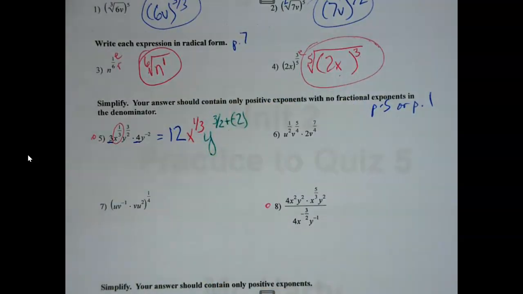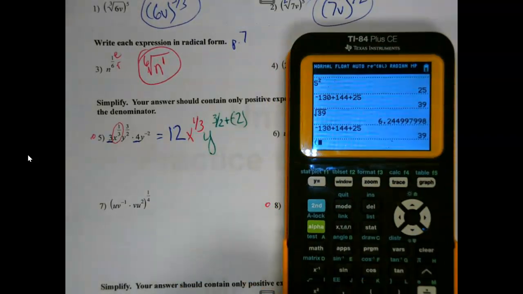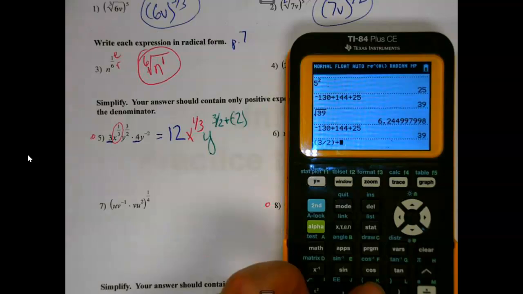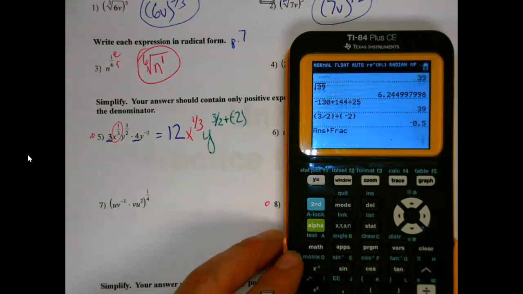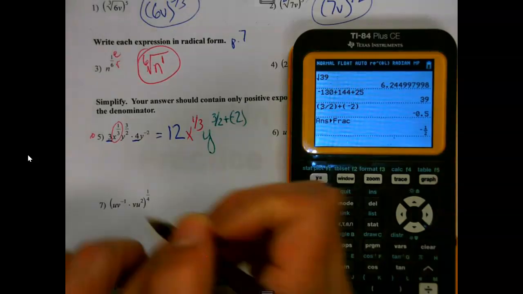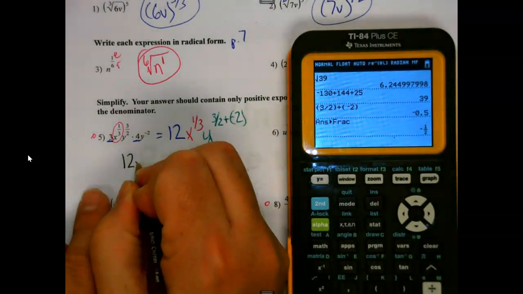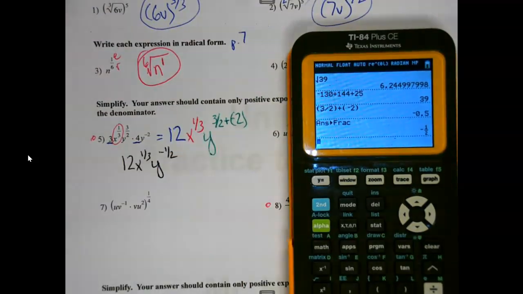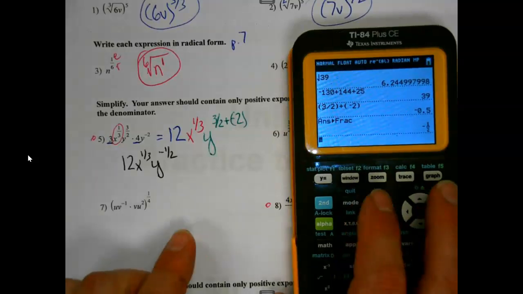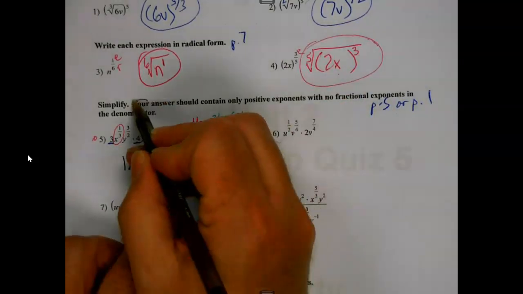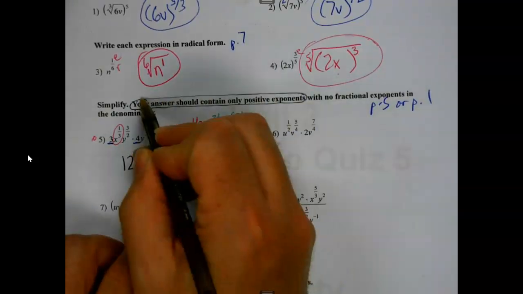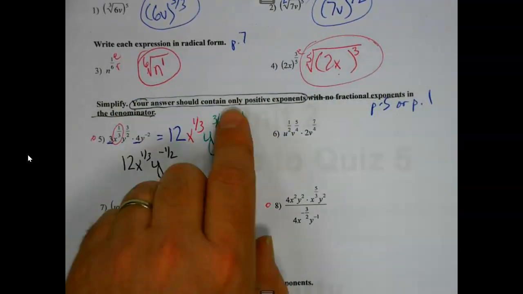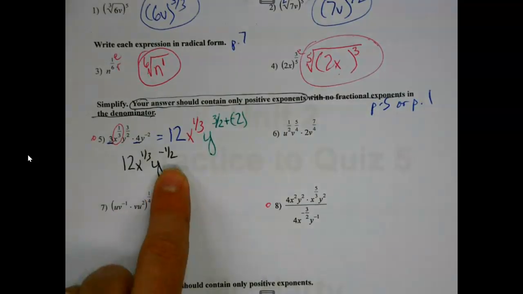All right, I'm going to get myself a little help here. 3/2 plus negative 2. Okay, so here's where we're at. We got 12x to the 1/3, y to the negative 1/2. Now, if you got there and stopped, you've got most of it. Your answer should contain only positive exponents. So how do I undo a negative exponent? We got to flip it.